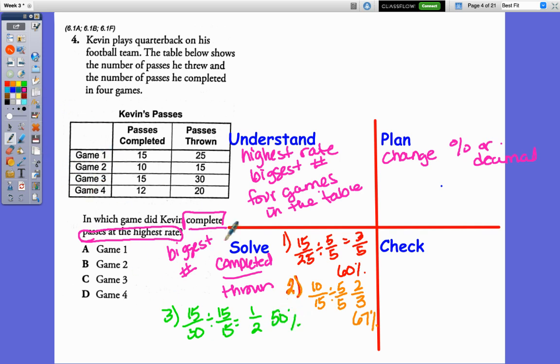And then game 4, we'll squeak in here, 12 out of 20. I can divide this by 4/4. That gives me 3/5 or 60%. Remember, we're coming in here looking for the biggest one. The biggest one is right here. So game 2 had the highest completion rate of passes.